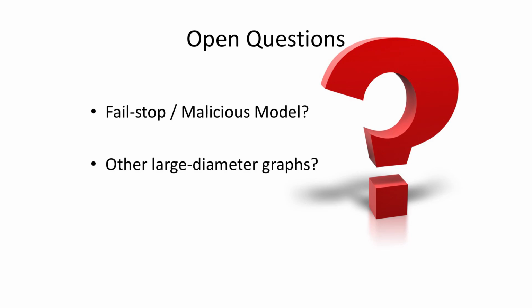So okay, we give topology hiding voting for some large diameter graphs. And the open questions are, can we still say something about a malicious adversary? Maybe there are some other restrictions, or we can treat other families of large diameter graphs.